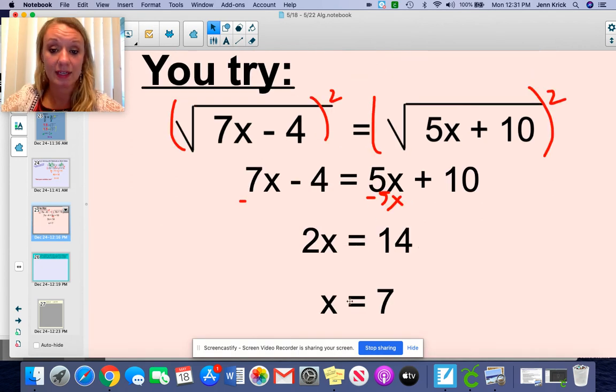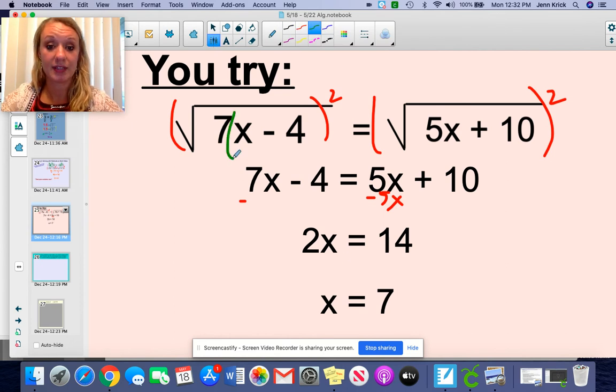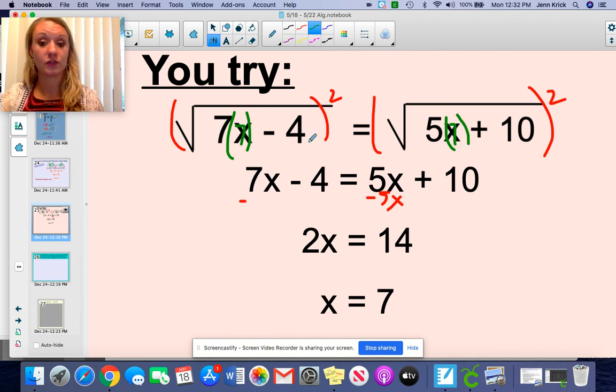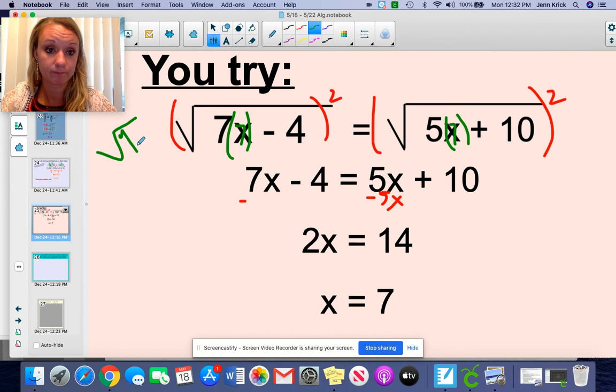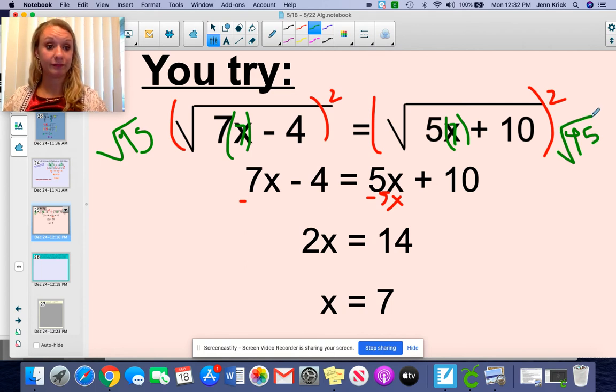Now, let's go ahead and test the solution to make sure that it works. So I know that x is equal to 7, so I'm going to plug that in here, and I'm going to plug that in here. 7 times 7 is 49. 49 minus 4 is 45. So over here, I've got the square root of 45. 5 times 7 is 35. 35 plus 10, again, is 45. So on both sides, I've got the square root of 45. I did it correctly. I am good to go.